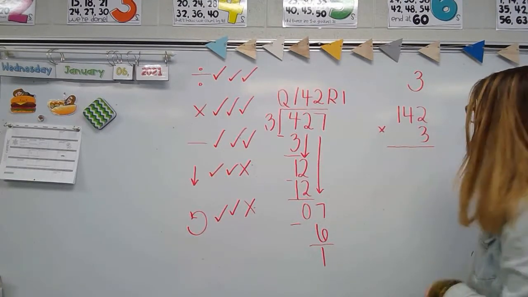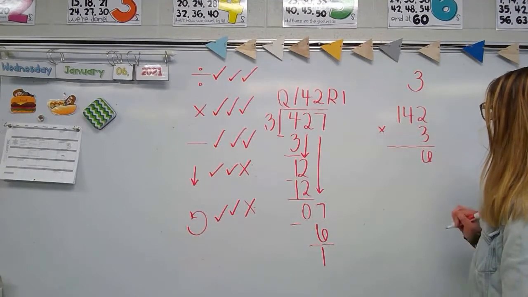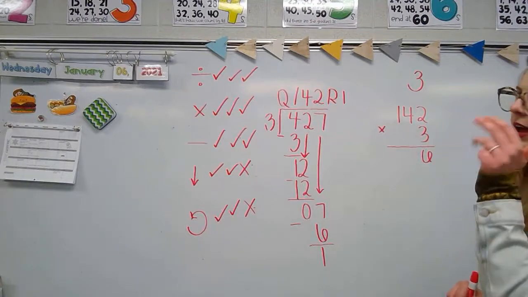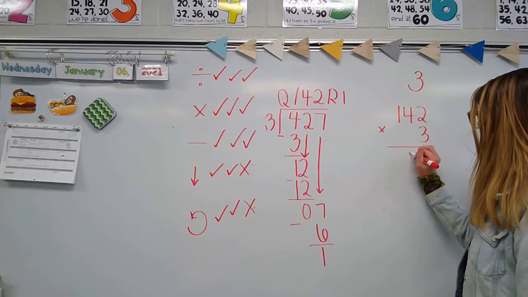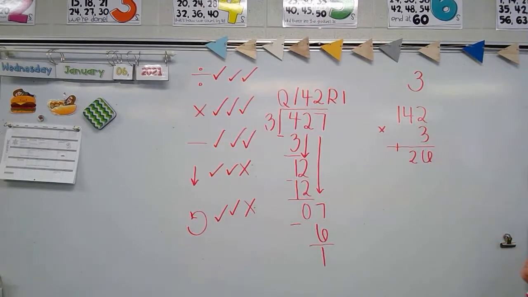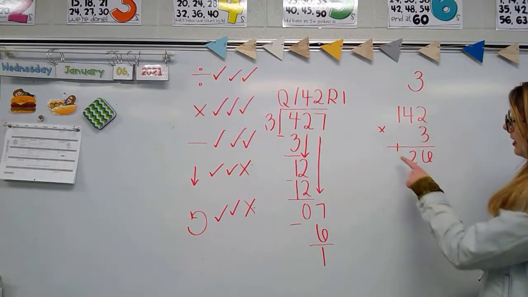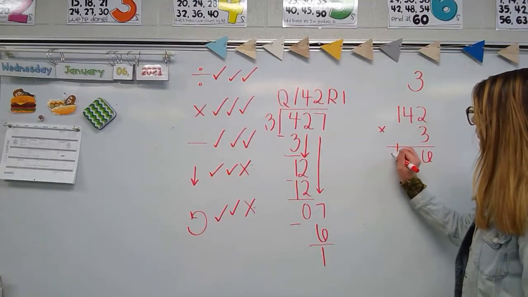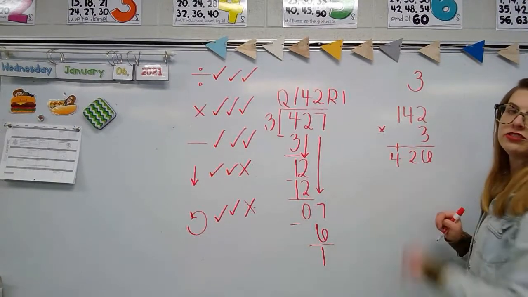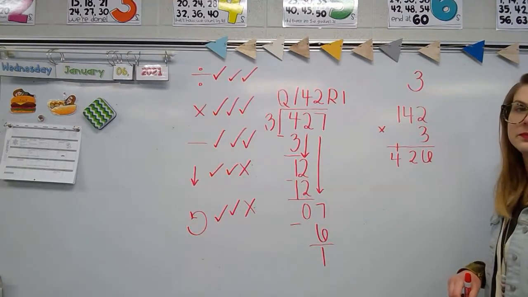That means we're correct. 3 times 2, 6. 3 times 4, 3, 6, 9, 12. I'm going to leave the 2 below, and I'm going to regroup the 1. 1 times 3 is 3, plus 1 more is 4. So unfortunately, these two numbers don't match. 426 is not the same as 427.